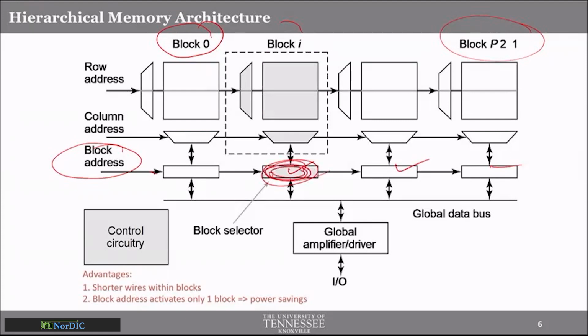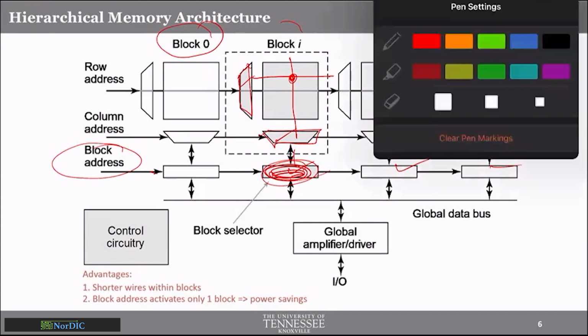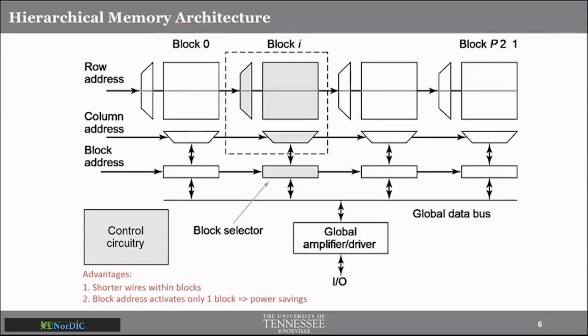We select this block. Within that block you have a row decoder and a column decoder, and that row decoder and column decoder then select a row and a column, and the intersection between these two will be the cell that you are accessing. Okay, that's how we access. We divide the overall array into smaller chunks for better addressability.